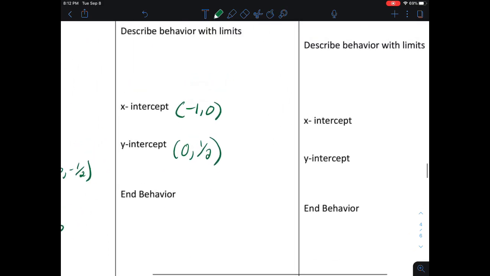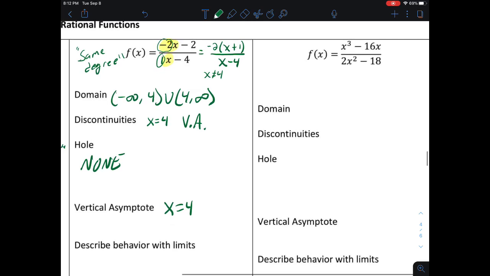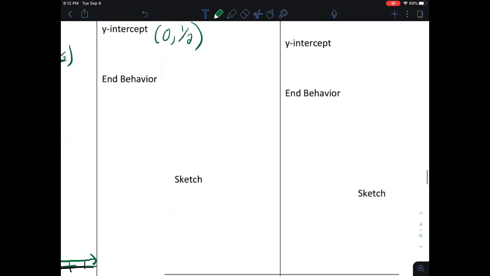Okay? Now we're talking about our end behavior. So for the end behavior of rational functions, you're looking at our end behavior model. We compare degrees. The biggest exponent of the numerator is x to the 1 power. The biggest exponent for x in the denominator is x to the 1 power. So they are the same degree, and my end behavior is going to be the ratio of the coefficients. So it would be negative 2 over 1, which means that I have a horizontal asymptote at y equals negative 2. So my end behavior is the horizontal asymptote of y equals negative 2.